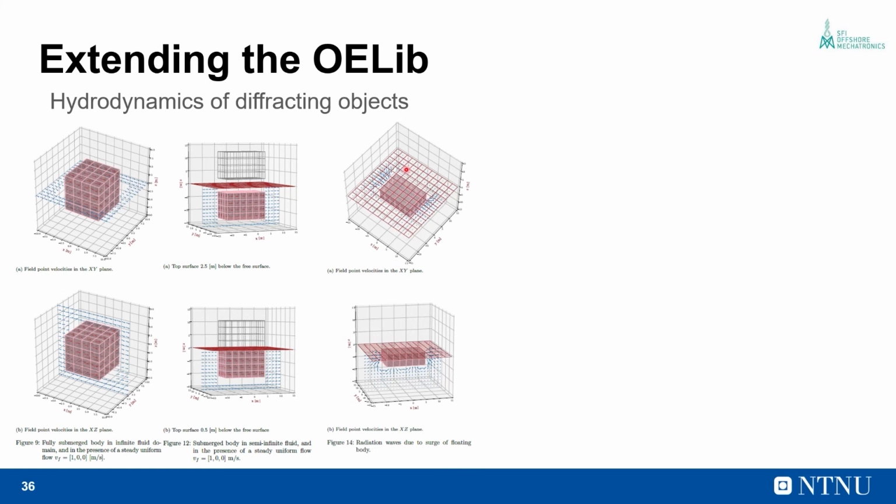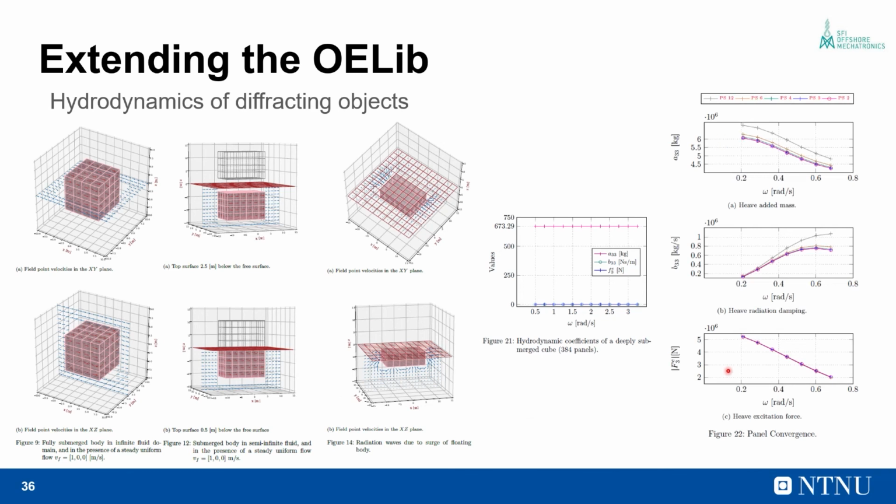It can also visualize radiation waves. For example, this graph shows the radiation waves associated with the surge of a floating object. So as the object surges forward, you can see that the water particles have a velocity that points to water being pushed in front of the object while being pulled at the back of the object. This shows the water particle velocities in the Z plane.